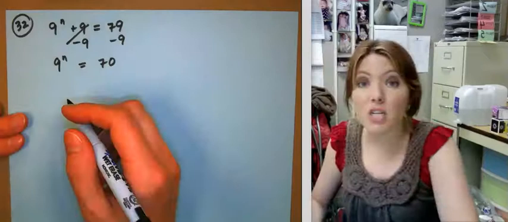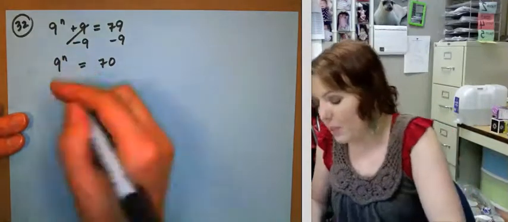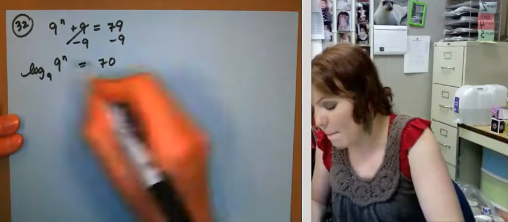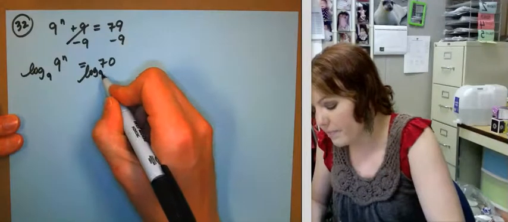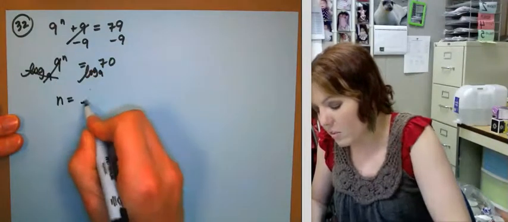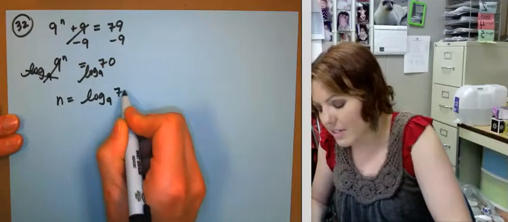Okay, so again, like we talked about in the last few problems, we have a base of 9, so we're going to take log base 9 of both sides. Those cancel out, and n equals log base 9 of 70.